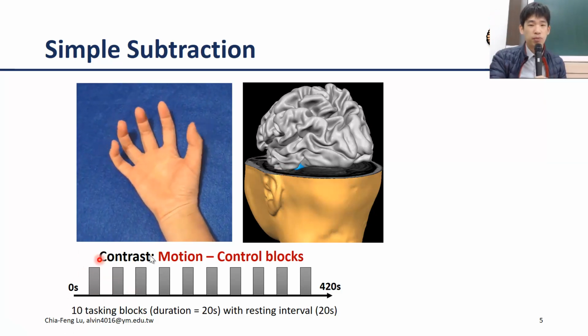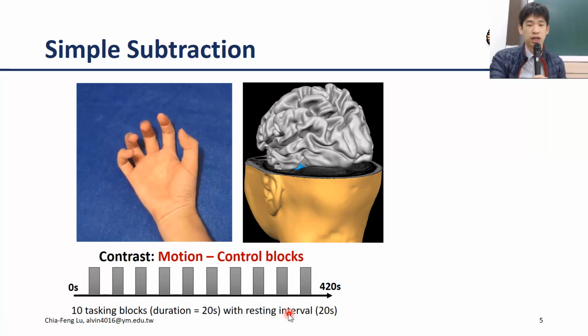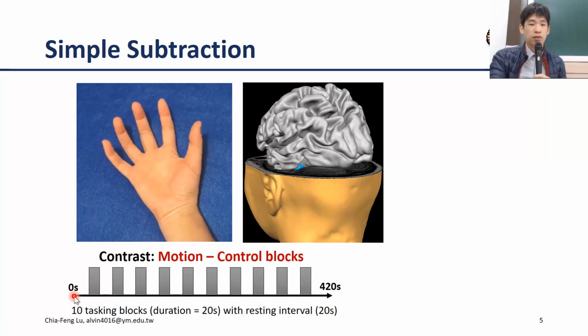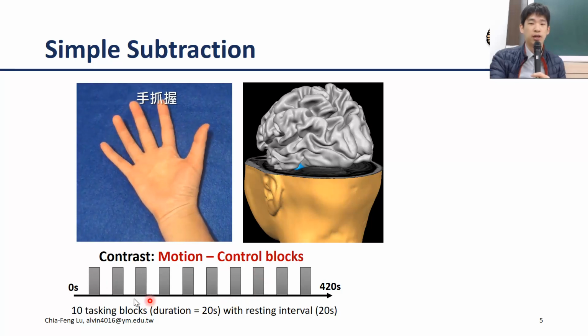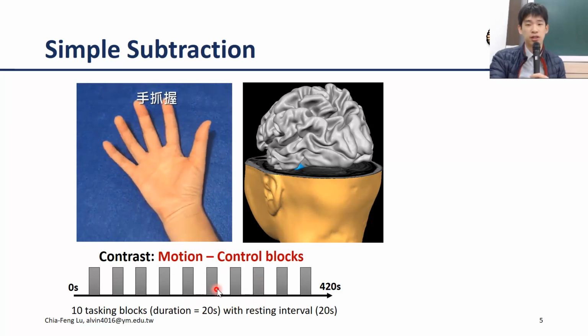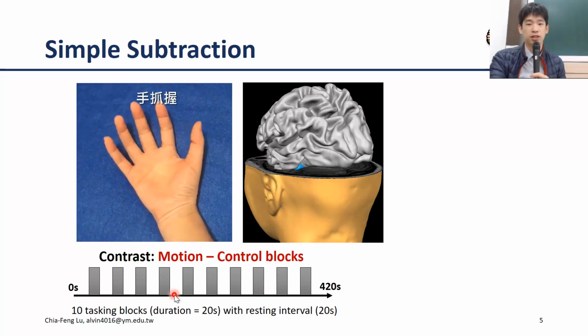So you can see, if I put the whole experimental design into a timeline right here, the black lines represent the control or rest blocks. And these gray blocks mean that the subject should follow the video to do the hand grasping. As you can see, it's more like alternating conditions: resting, hand grasping, and then resting again. So you can repeat the whole stimuli. I think in this study it is repeated for 10 blocks, 10 times.